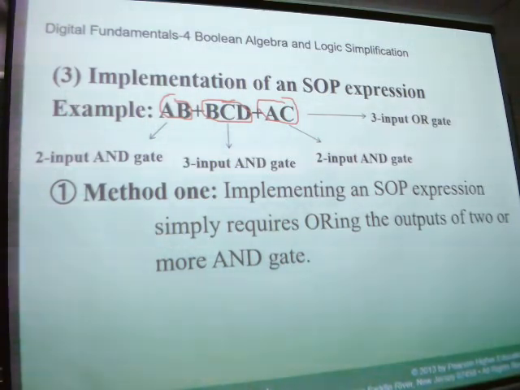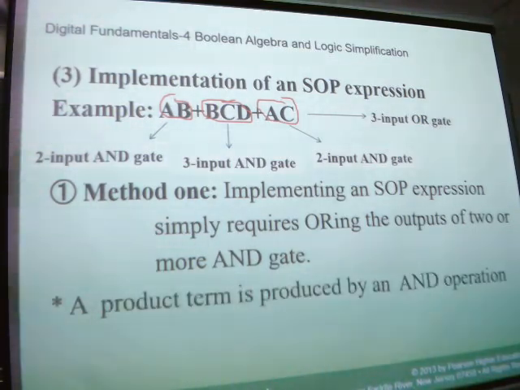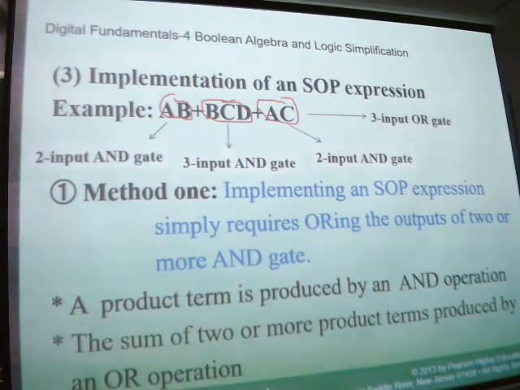Implementing an SOP expression simply requires ORing the outputs of two or more AND gates. So we must know that a product term is produced by an AND operation, and the sum of two or more product terms is produced by an OR operation. So we can know the circuit for this expression. The circuit for this expression is like this.